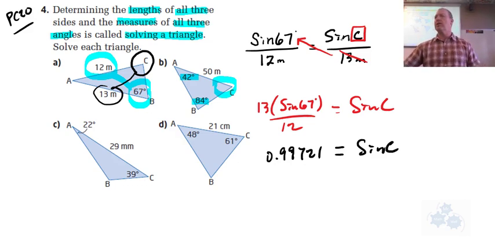So who remembers how I solved for C? Not sin minus 1. No. It's sine to the negative 1, or the inverse sine, arc sine, whatever.